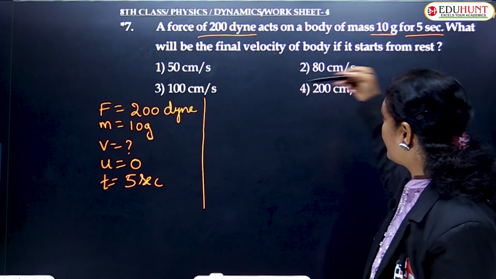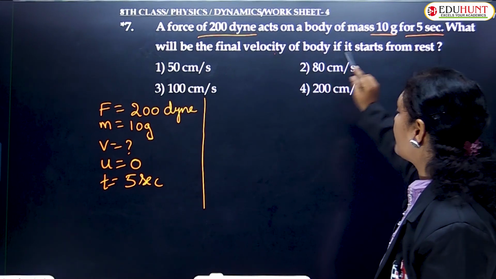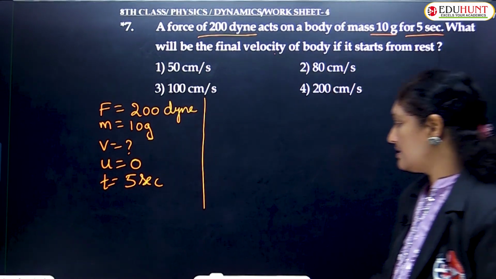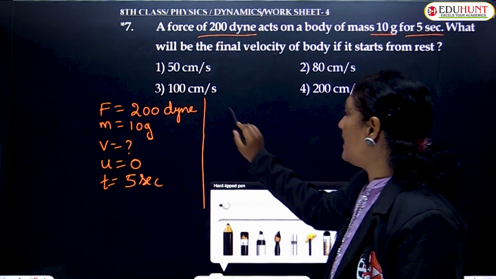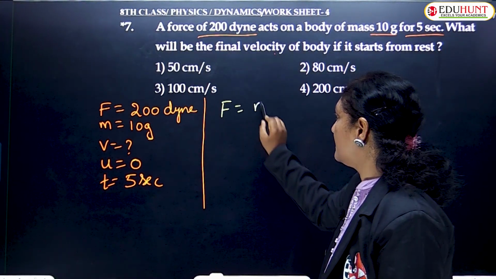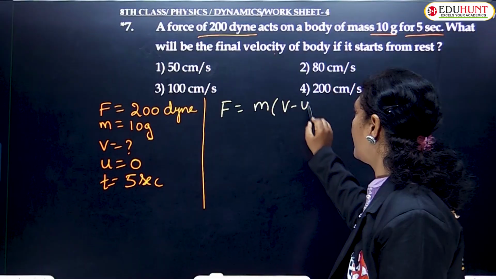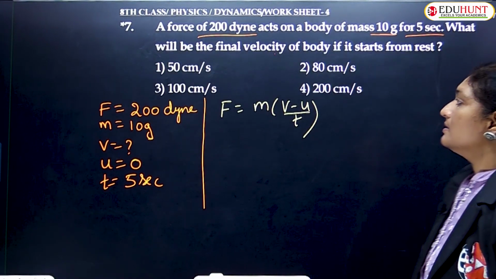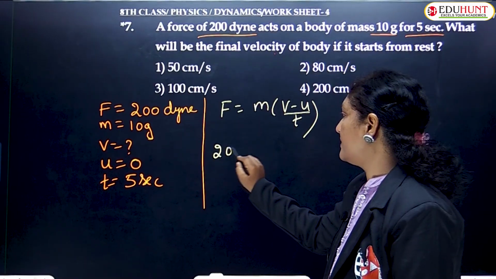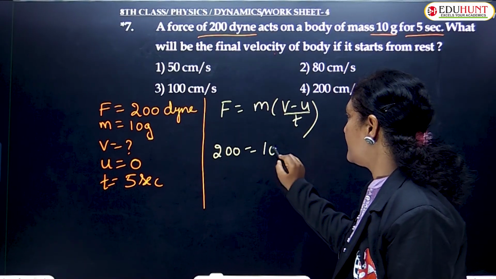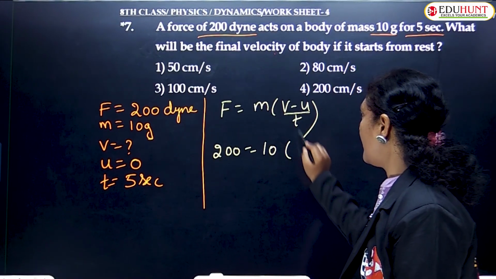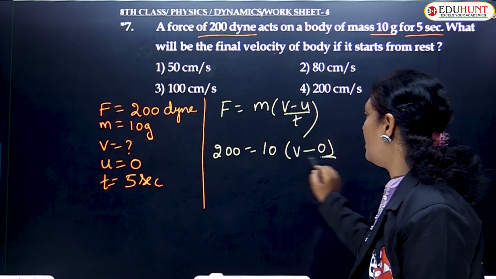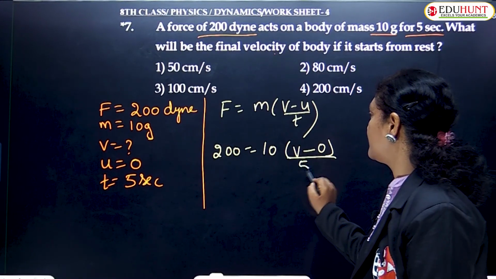Final velocity you are asked to find out. Body starts from rest, initial velocity 0, time was 5 seconds. So our formula F is equal to M into (V minus U) by T. Hope you remember this formula. So substituting, 200 dynes is equal to mass 10 grams into (V minus U), final velocity you need to find out, initial velocity was 0, upon time was 5 seconds.